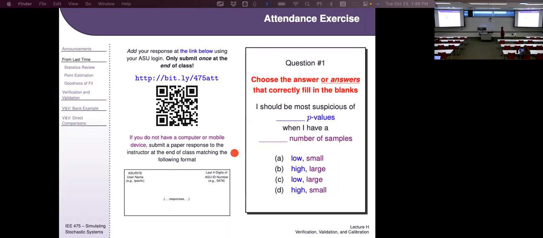So if I go down here and see how many people agree with each one of these: how many people would agree with A, most suspicious of low p-values when I have a small number of samples? All right, not a whole lot of support here. Any support in the chat? Okay.